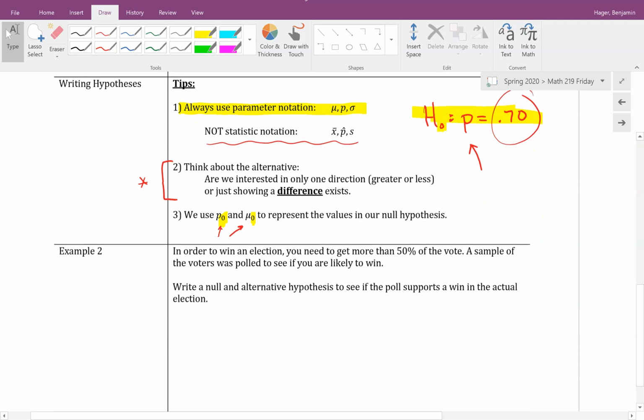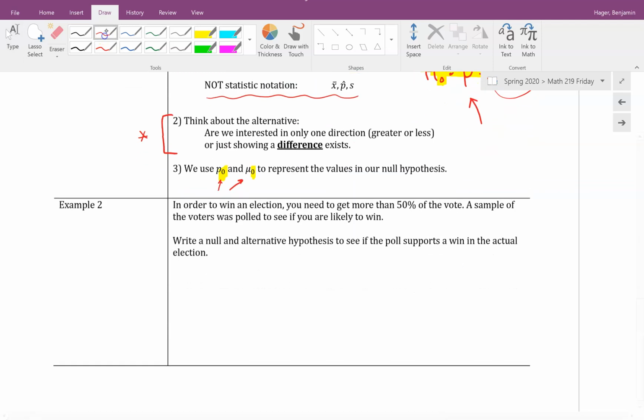Okay. The first example or two just has us write down a null and alternative hypotheses. So these notes are going to have us slowly do a hypothesis test, one step at a time, and then they're going to cut us loose and say, okay, now do this problem. So right now we're just talking about writing the hypotheses. It says, in order to win an election, you need to get more than 50% of the vote.